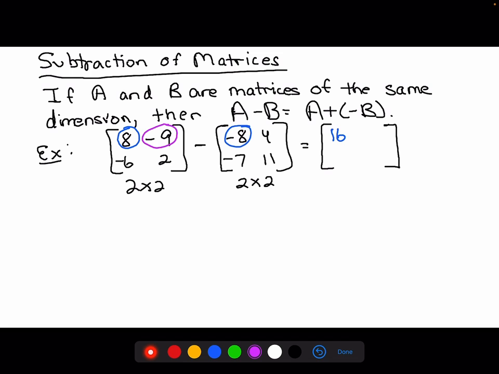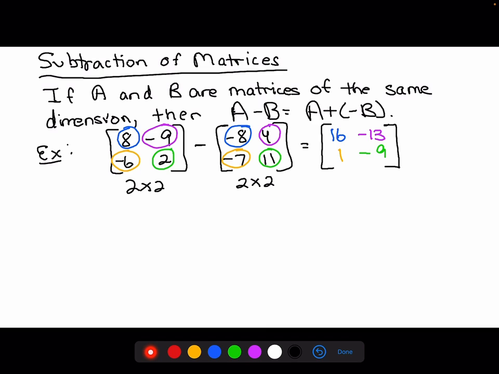Or you've got -9 minus 4 in A sub 1, 2. So that becomes -13. In A sub 2, 1, you've got -6 minus -7. That becomes 1. And in A sub 2, 2, you have 2 minus 11. That becomes -9.